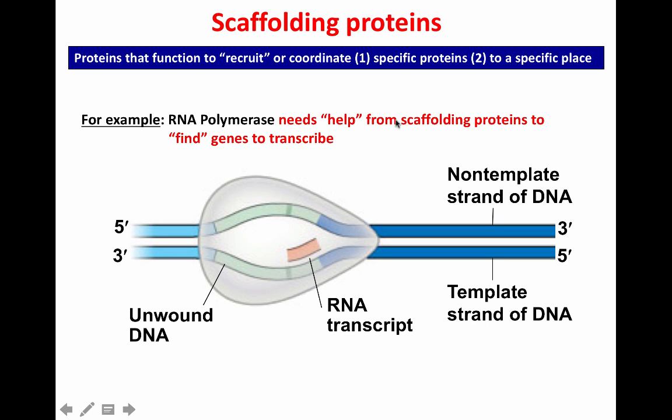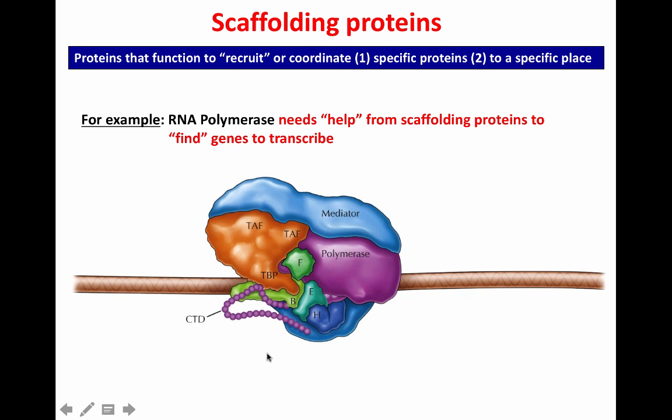Right? So RNA polymerase needs help from scaffolding proteins to quote-unquote find genes. In other words, find DNA sequences that it needs to transcribe. And so rather than looking at a more simple image like this, this is a more accurate depiction of RNA polymerase, shown here in purple, that is loaded onto double-stranded DNA here in brown, ready to transcribe a gene. And all of these other variously colored blobs represent what we might call scaffolding proteins that bind to RNA polymerase and take it to DNA sequences where genes are located so that it can carry out transcription.